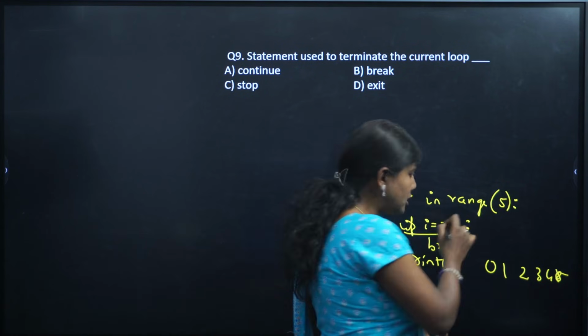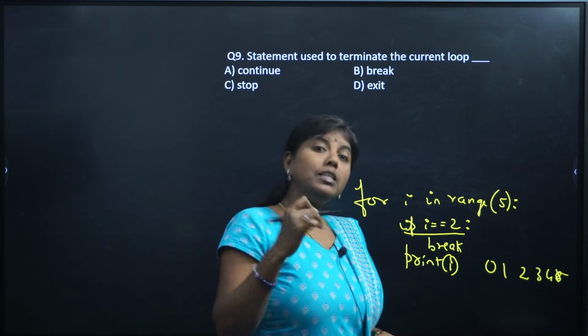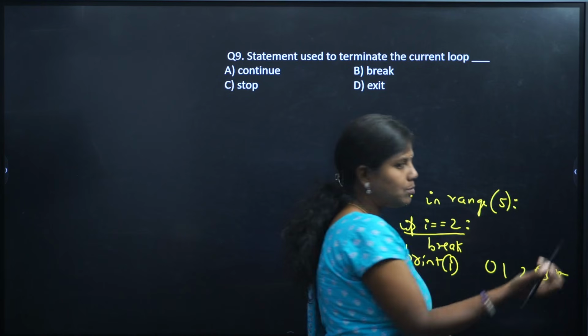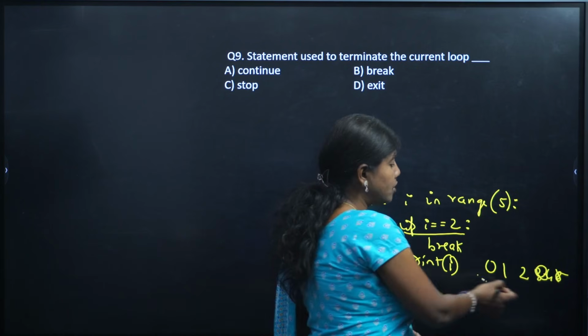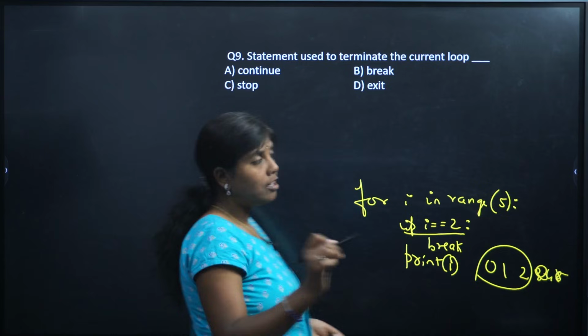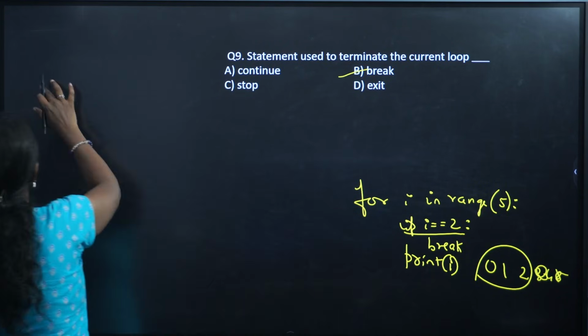Now the condition is i equal to 2, I have to break, terminating the loop. So we have to exclude the rest. It will just break out of the statement. Output is only this much. Clear? So it's very simple. Terminating the loop is break. Okay, we'll go for the next.